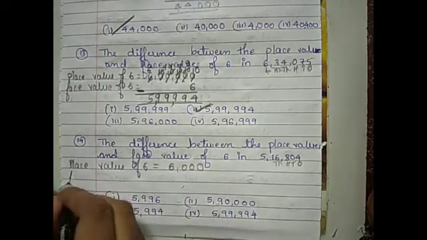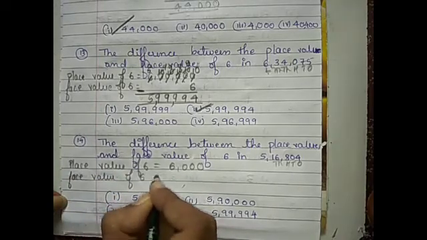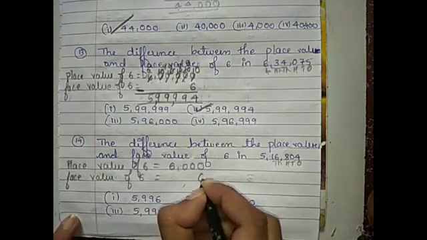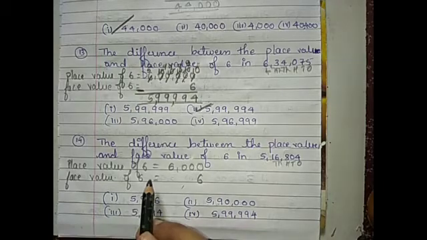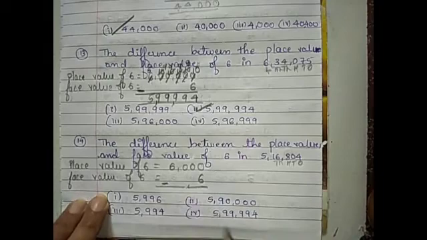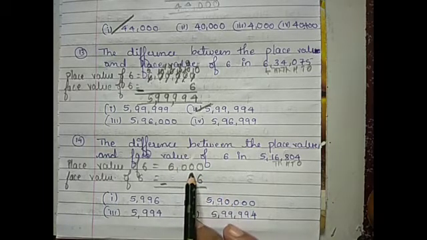Next we have to find out face value of 6. Face value of any number is equal to number itself. So face value of 6 is 6. Next we have to subtract face value of 6 from place value of 6. 0 minus 6, is it possible to subtract? No, it is not possible. So we have to borrow from next number. Here next number is 0.